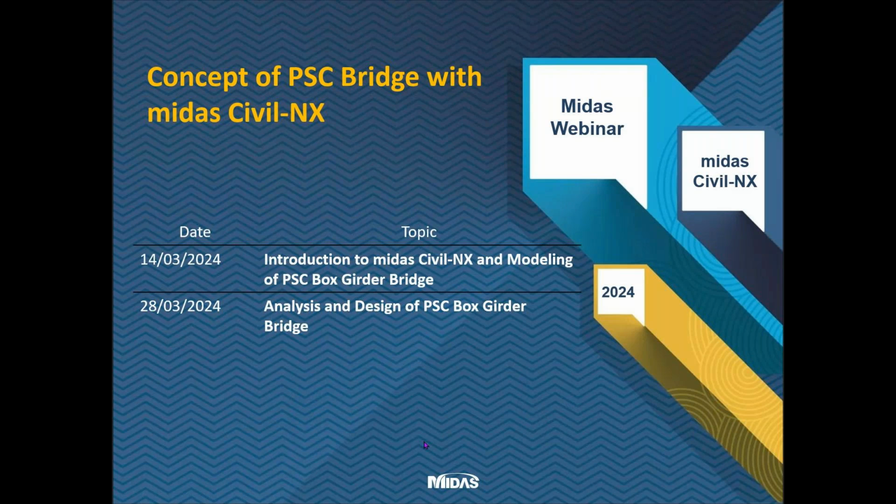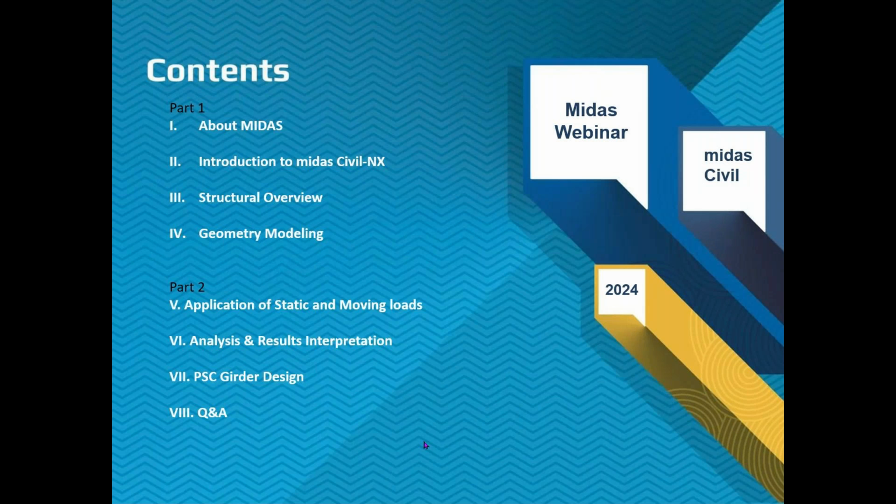This will be the contents of our presentation. Firstly, in part one, we'll see about Midas. Then we will have a small introduction to Midas Civil NX. Then we'll have an overview of the structure. Then we'll do the geometric modeling today. In the second part, we will be covering the static analysis and the moving load analysis. Then we'll also interpret the analysis results and go through the PSC girder design in Midas Civil NX.